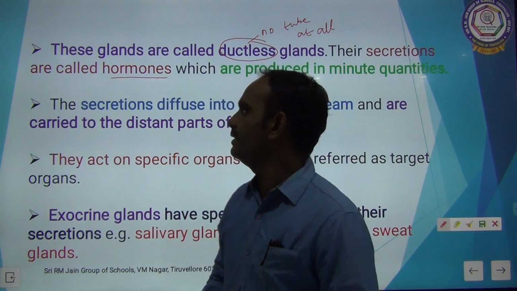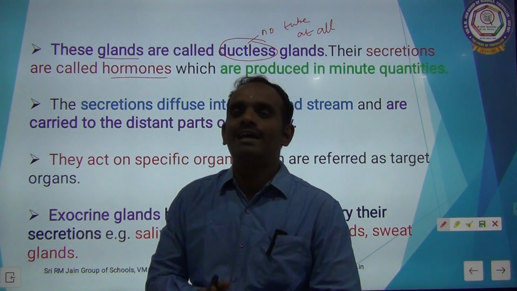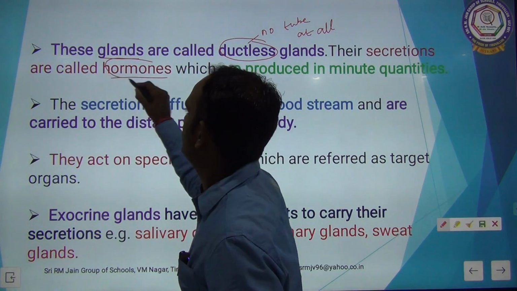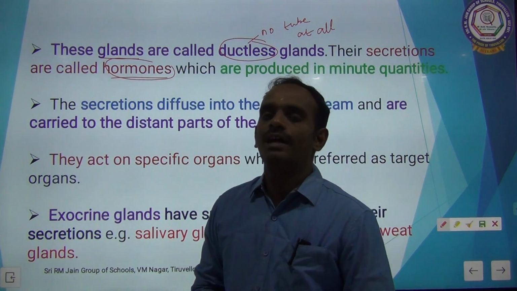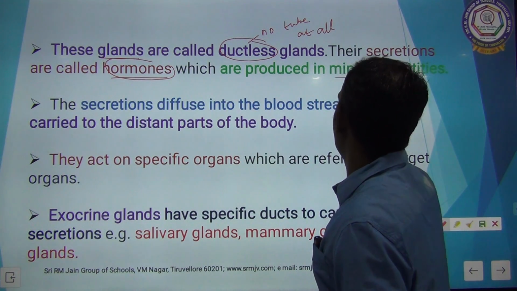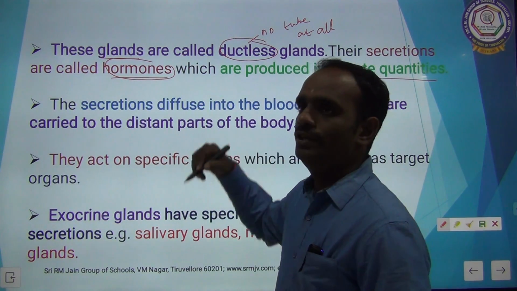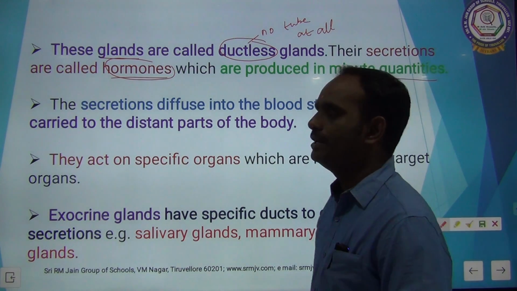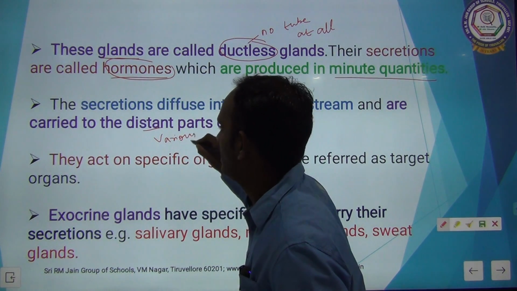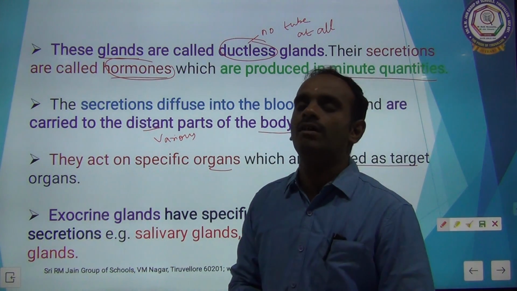Okay. So once again I am repeating, all the endocrine glands are ductless glands and their secretions are called hormones. Hormones are the secretions of the glands. So endocrine glands are ductless glands. Their secretion is hormones, which are produced in minute quantities. These hormones diffuse into the bloodstream and are carried to distinct parts of the body. Distinct part is nothing but various parts of the body. They act on specific organs which are referred to as target organs.